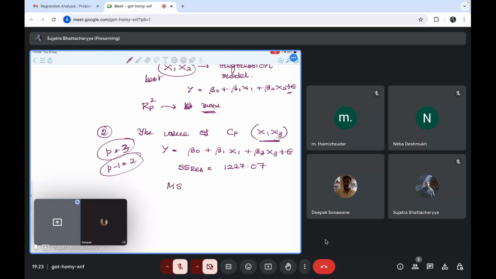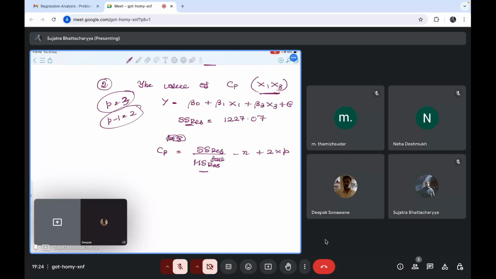So now, let us write what is Cp. Definition of Cp: it is SS residual, which is of this case, I'm not writing the bracket p, divided by MS residual. Remember, this is for the full model, this is for the full model. Very important. Minus n plus 2 times p.